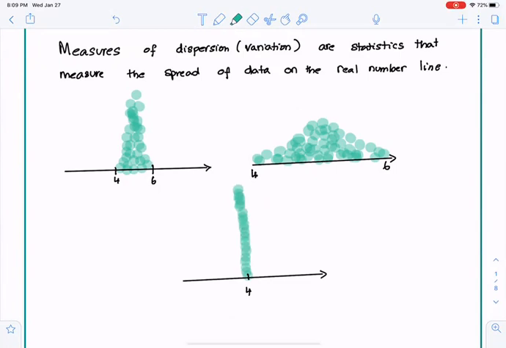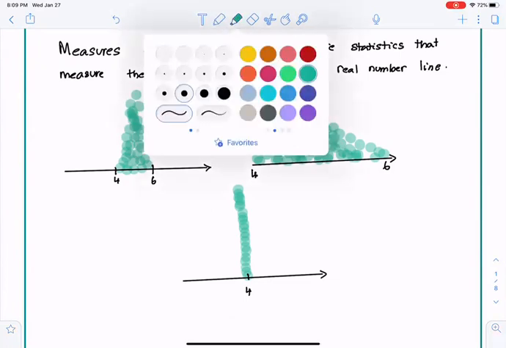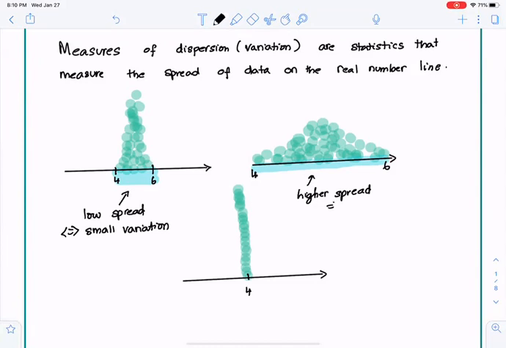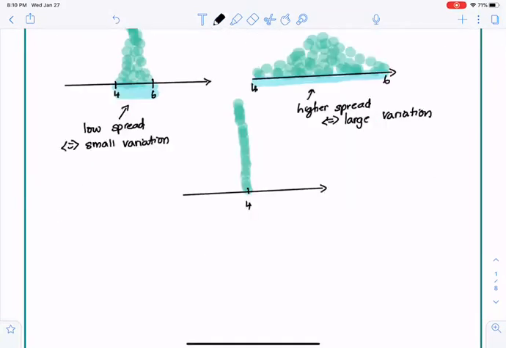So the first case, the spread that we see between 4 and 6 right here is very small. In other words, we have low spread, small variation. In the second case, the spread is significantly large. So higher spread, which would mean large variation. The next one here, we just have one number, and every single observation is the same number, which simply means no spread, no variation.